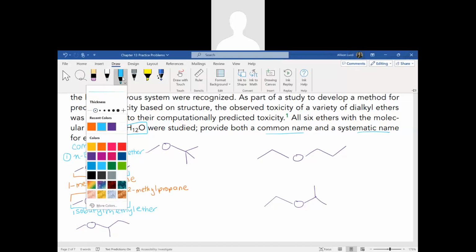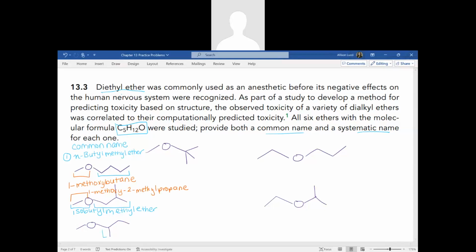So let's see if we can name the rest of these structures here. So this would be a sec-butyl, and then methyl ether for the common name. This up here we would call a tert-butyl methyl ether as the common name. This guy over here we would call an ethyl, and then N-propyl ether. And then this last one down here would be an ethyl isopropyl ether.